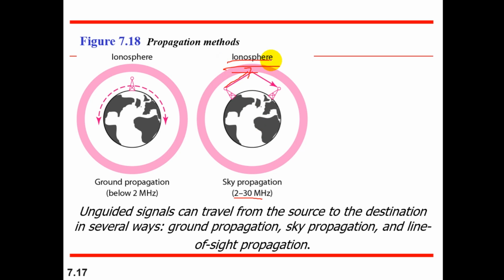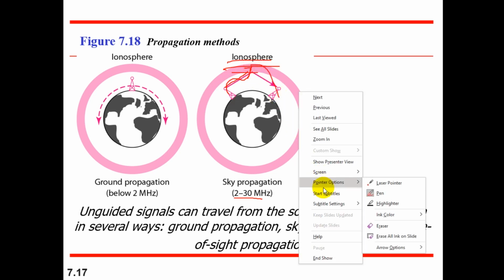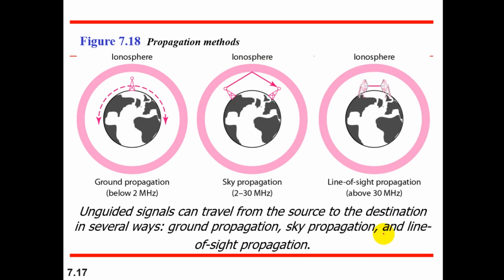This type of propagation is known as sky wave propagation, where the signal travels to the sky and then returns back to the earth. Finally, we have line of sight communication. If you operate at more than 30 megahertz, the signal has neither an upward nor a downward transmission. Rather, the signal starts traveling in a straight line. This is known as line of sight communication, and it happens only when you are operating at very high frequencies.